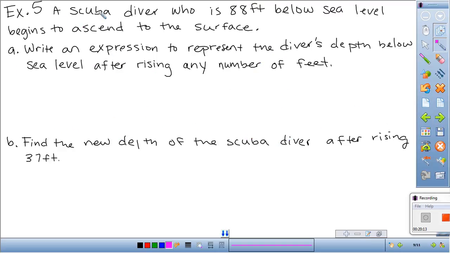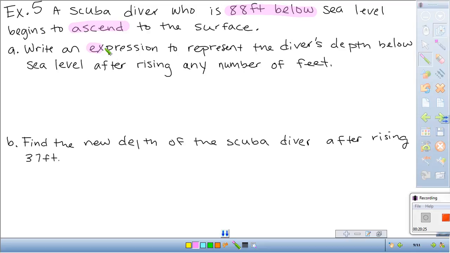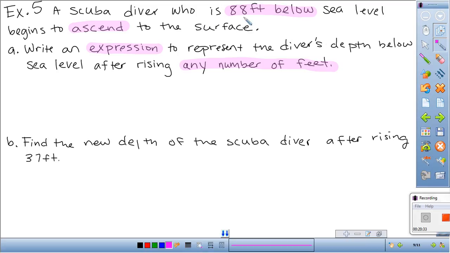Example 5. A scuba diver who is 88 feet below sea level, ooh, that sounds important, 88 feet below sea level, begins to ascend to the surface. Write an expression to represent the diver's depth below sea level after rising any number of feet. So the first thing I'm focused on is that it's 88 feet below. If I'm below sea level, 0 is sea level, by the way, then obviously my number is a negative.